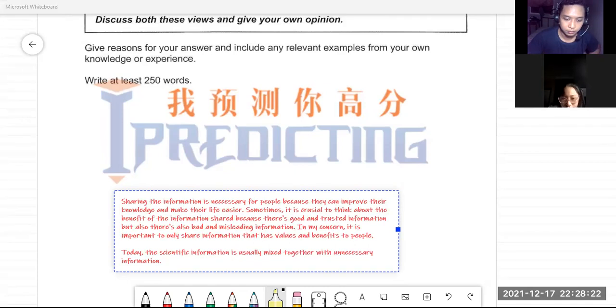I think that if scientific information is mixed with unnecessary information, it will be difficult for people to know the main ideas. Okay, this could make people find it difficult to find the information that they should know.